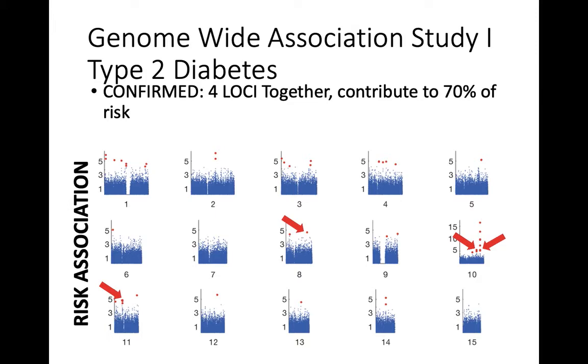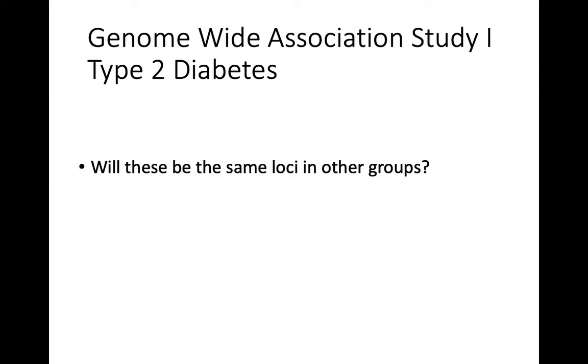And then, using a different population, it was confirmed, 4 of them were confirmed, right? So these other ones using a different population didn't pan out, but this one, this strong one I mentioned earlier, and this one here were all confirmed to replicate in a different sample, and they altogether contribute to 70% of risk.